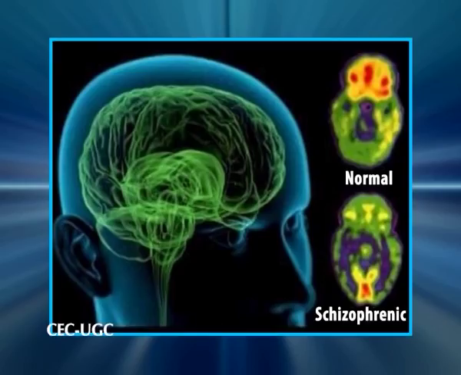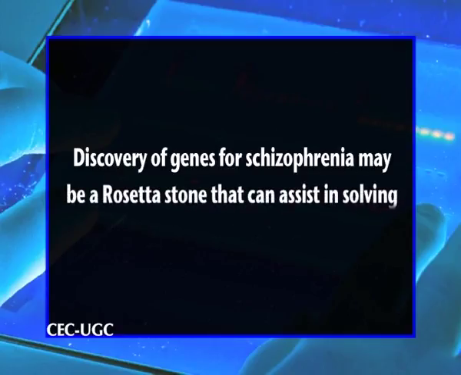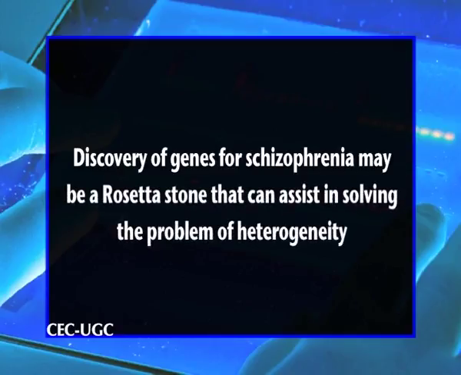We simply have not been clever enough to distinguish one disorder from another based on phenotypic symptoms and signs. The fact that schizophrenia is still somewhat ill-defined in this way does not dissuade research from gene hunting for schizophrenia. In contrast, many of these researchers hope that the discovery of genes for schizophrenia may be a Rosetta stone that can assist in solving the problem of heterogeneity.